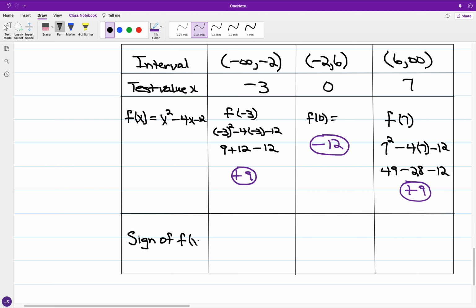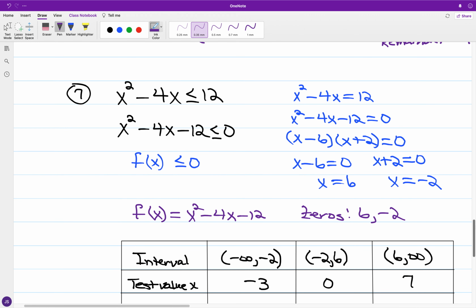And in the case of the sign of f of x, for any input less than -2, we have a positive, so f of x is greater than 0. In between -2 and 6, we have a negative output, so f of x is less than 0. And for any input greater than 6, the output is positive, so f of x is greater than 0.